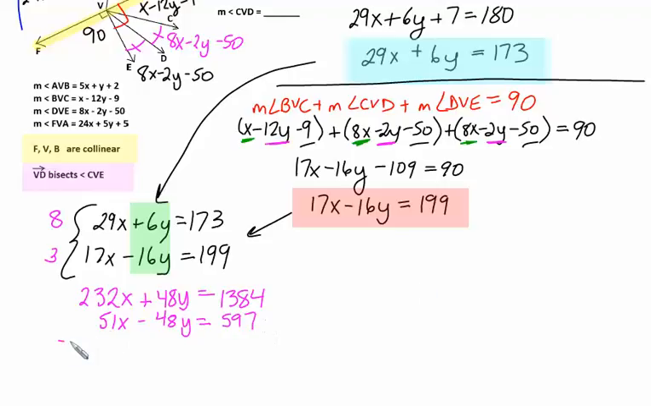Now we just simply add those two equations together. Notice the y's cancel. That was the point of eliminating them. So 232x plus 51x is going to be 283x is equal to, and on the right hand side 1384 plus 597 gives us 1981.